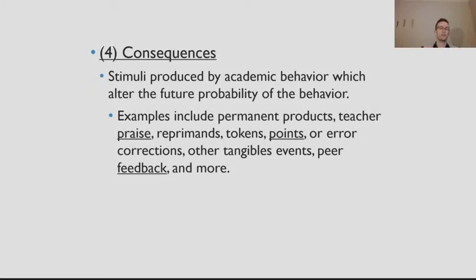Teacher praise, reprimands, tokens, points, error corrections, other tangible events like preferred items or activities identified by stimulus preference assessments and reinforcer assessments, peer feedback, and more. These are all types of consequences that you can assess when you're assessing a student's skill and trying to figure out why the skill isn't strengthening, why the student isn't learning it, or why challenging behavior is competing with relevant academic behavior.